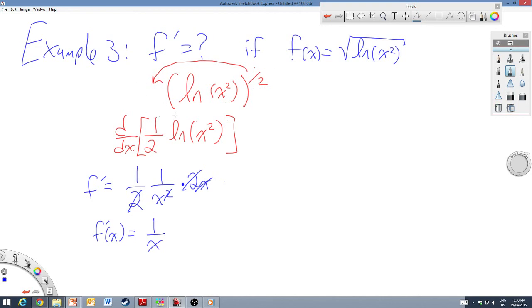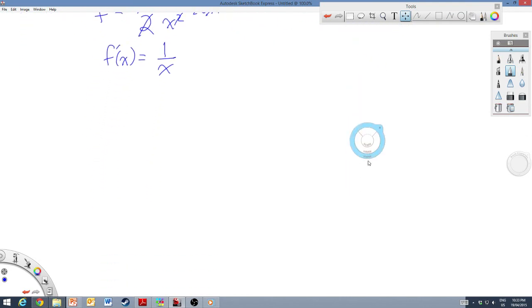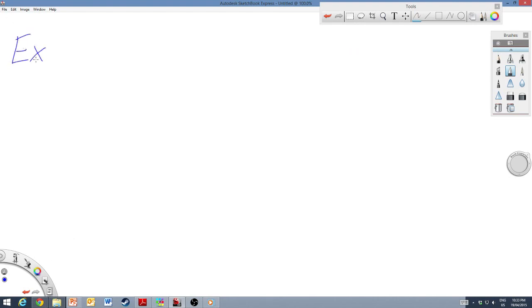And this actually brings up what logarithmic differentiation is. Logarithmic differentiation is basically using logarithm rules to simplify an equation and then taking the derivative of it. So I'll repeat that again. Logarithmic differentiation is using logarithms to simplify an equation, and then after we simplify it using logarithm rules, we take the derivative.